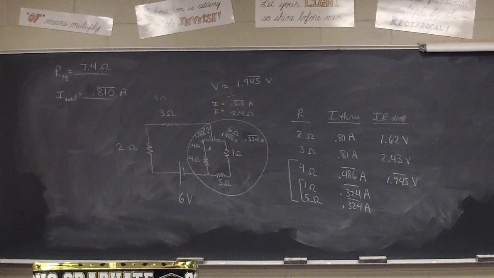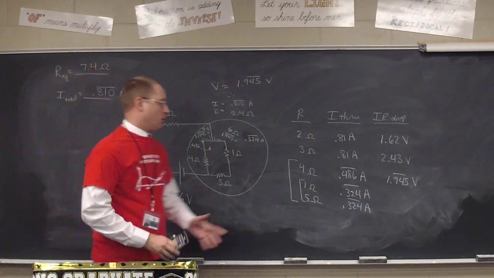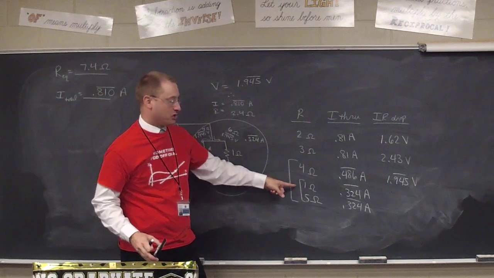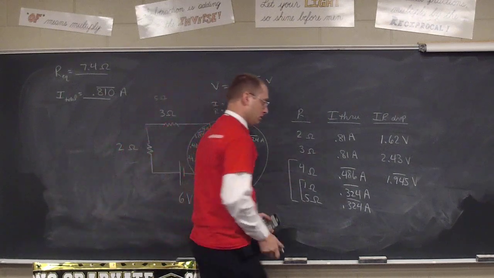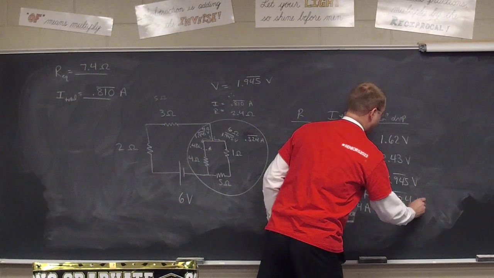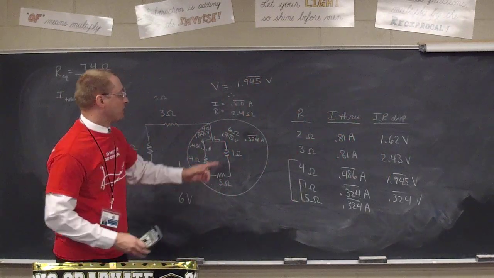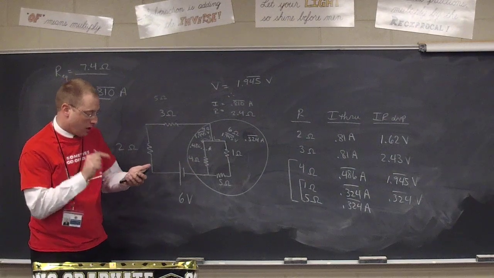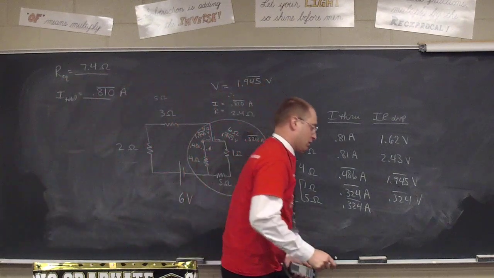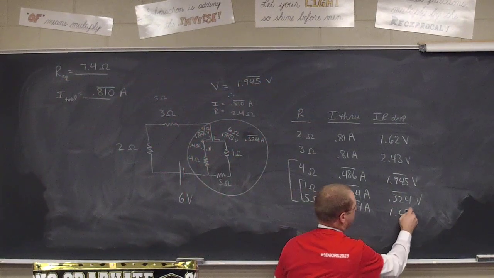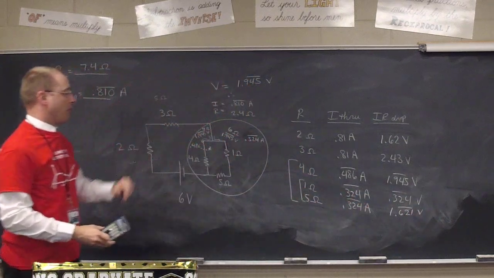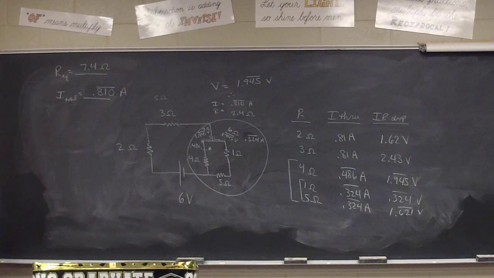Make sense? If 0.324 repeating amps goes across 1 ohm, how much voltage does that use? 0.324 repeating volts. If 0.324 repeating amps goes across 5 ohms, how much voltage does that use? 1.621 repeating volts. And by the way, you put those together, there's the 1.945 repeating volts we started with.